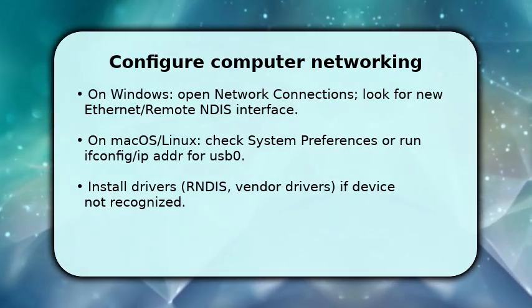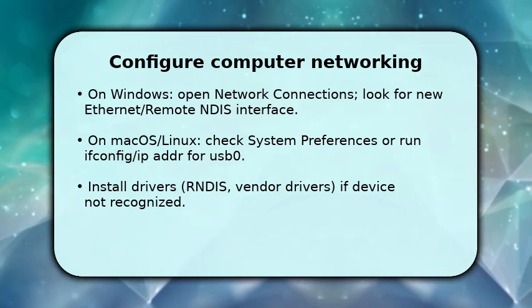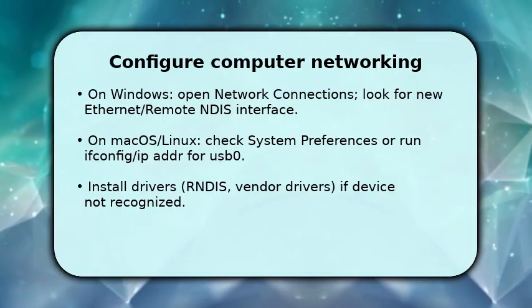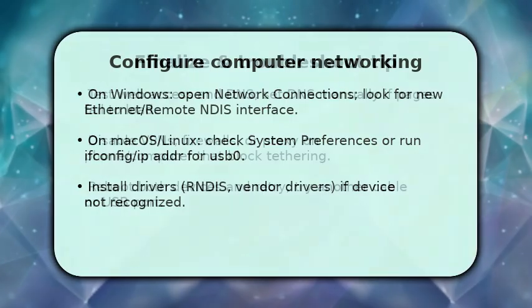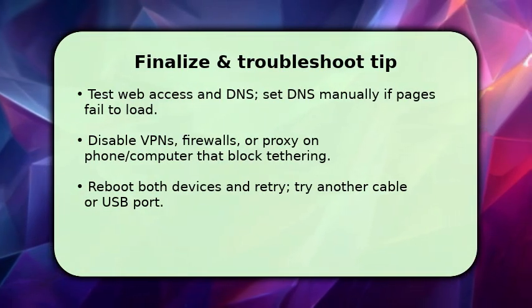Once the interface has an IP from the phone, usually 192.168.x, test connectivity by pinging 8.8.8.8. You finish by validating DNS and application access.